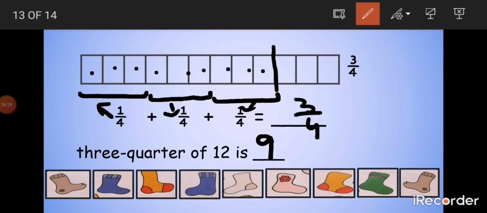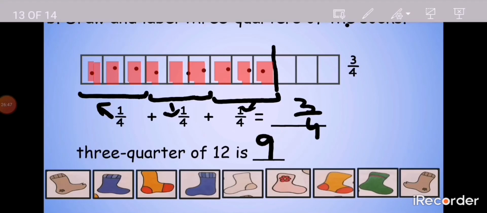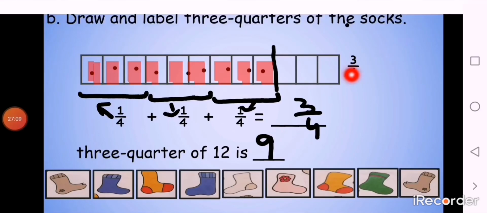Now I am doing the color here. 1, 2, 3, 4, 5, 6, 7, 8, 9. So I have colored 9 squares here. So 3 by 4 of 12 is 9. We can also write the fraction in that way, so we can write the numbers in that way.